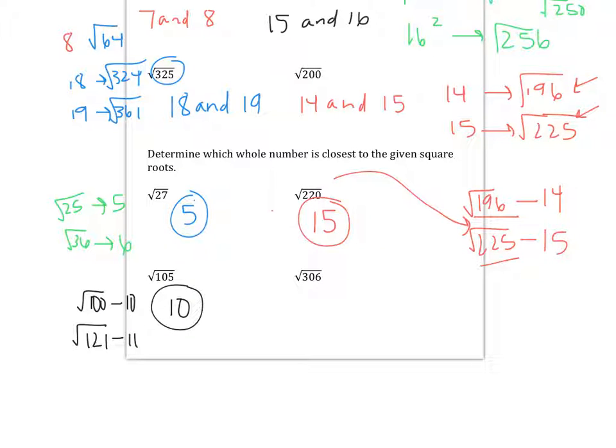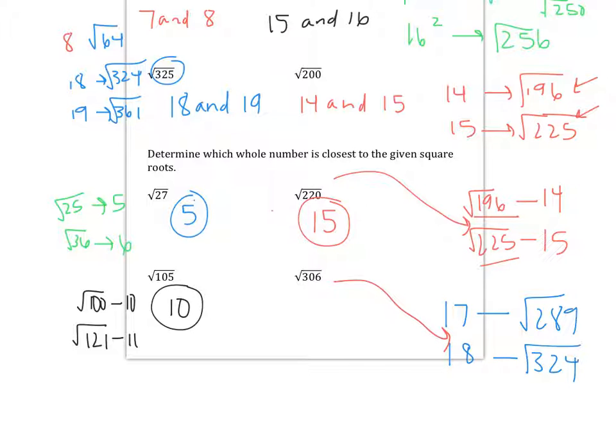Now let's look at the square root of 306. Well, if you recall, the square root of 289 equals 17. 17 squared equals 289. And then that's a little bit lower than 306. So what's above 306 is 18 squared, and that's 324. So the square root of 324 equals 18. So 306 fits between the two, but which one is it closer to?